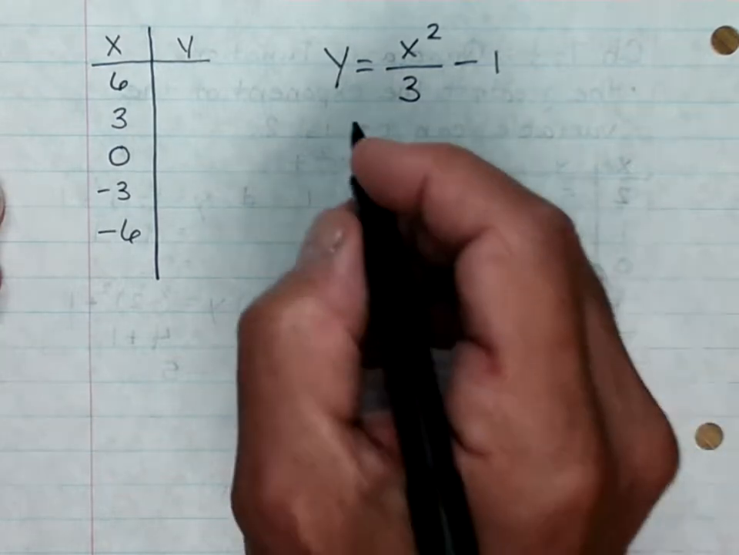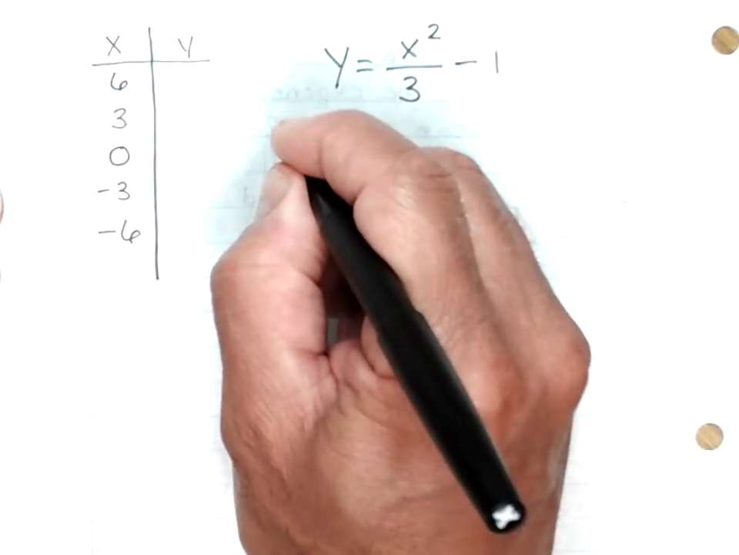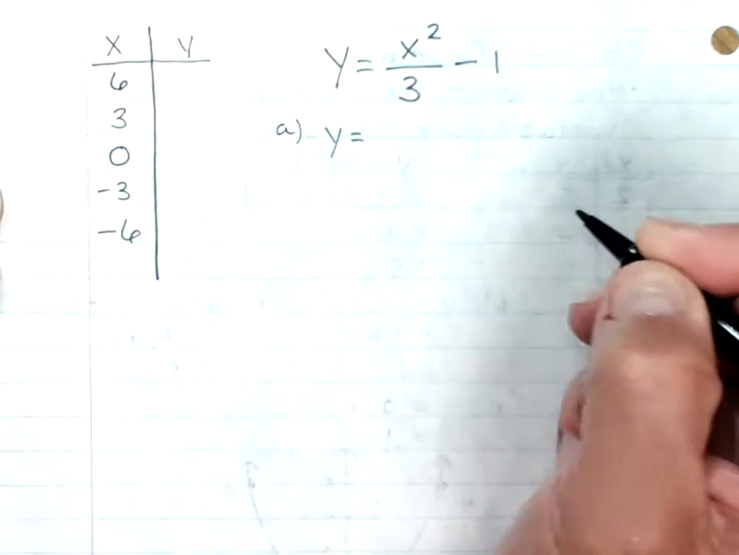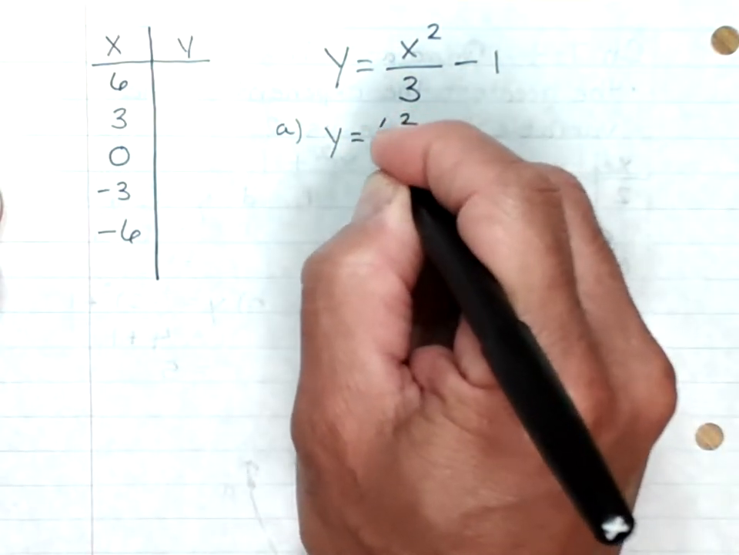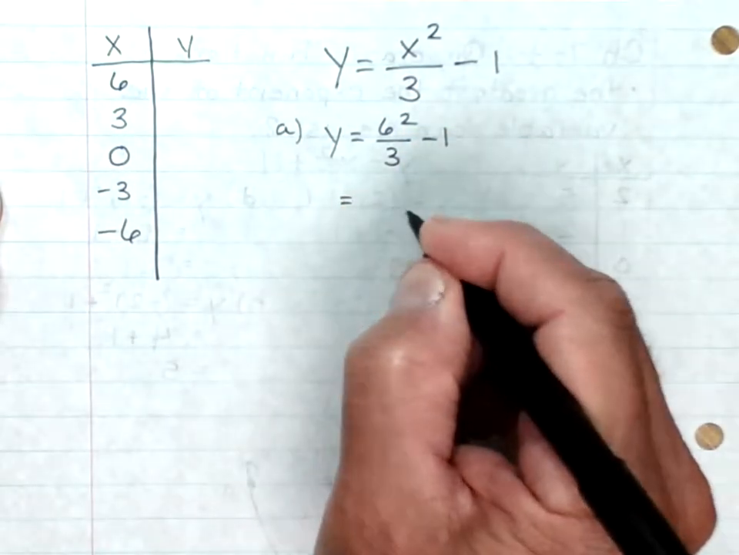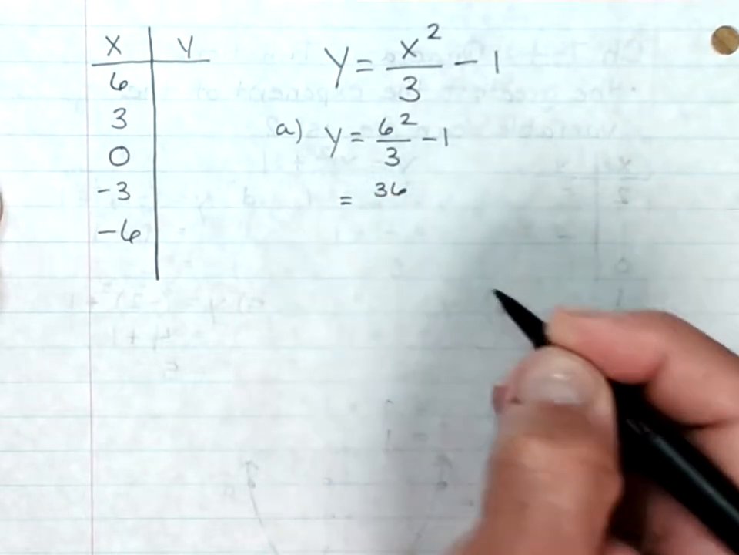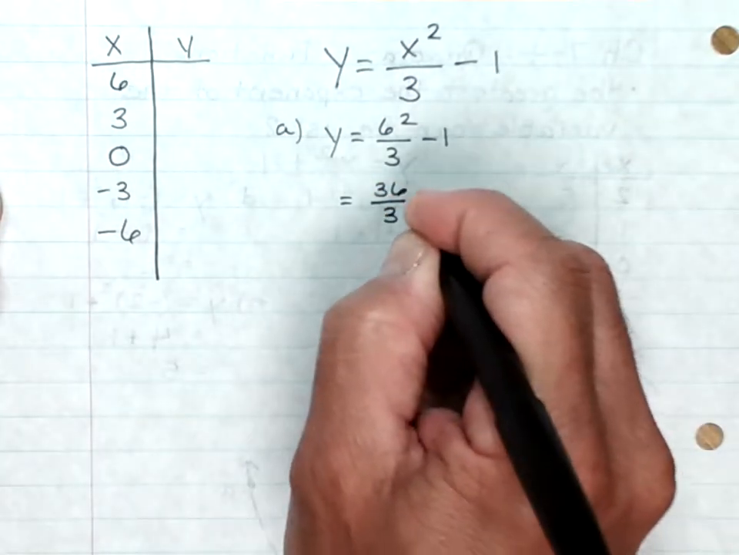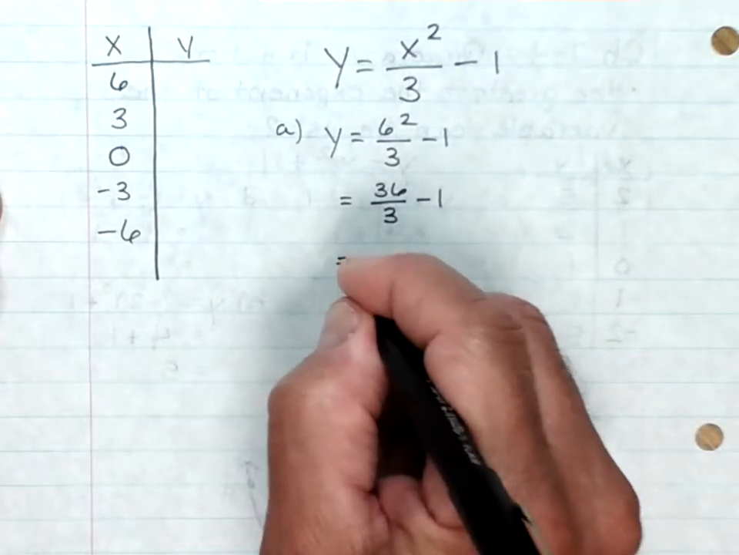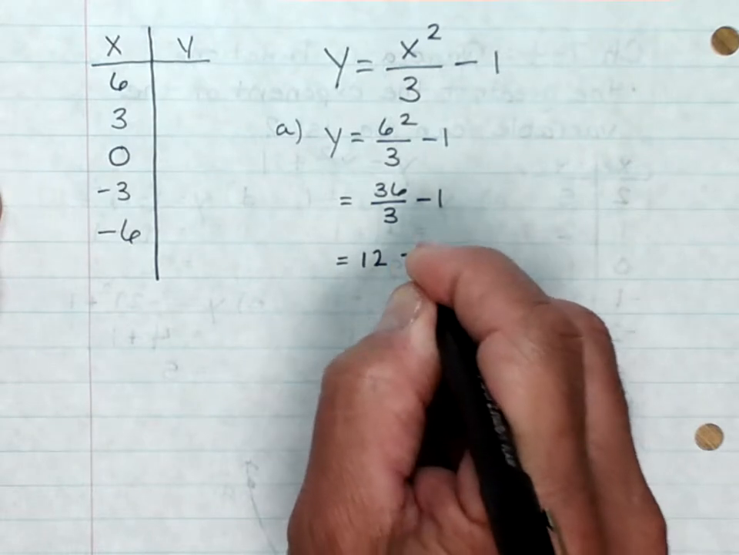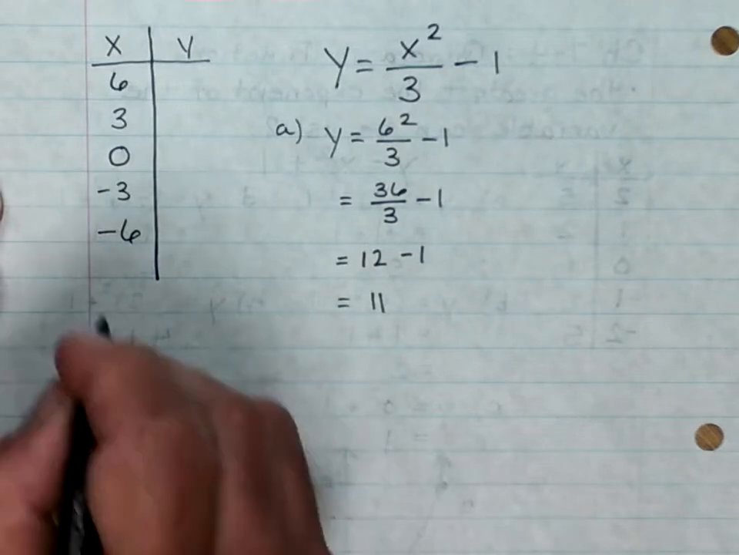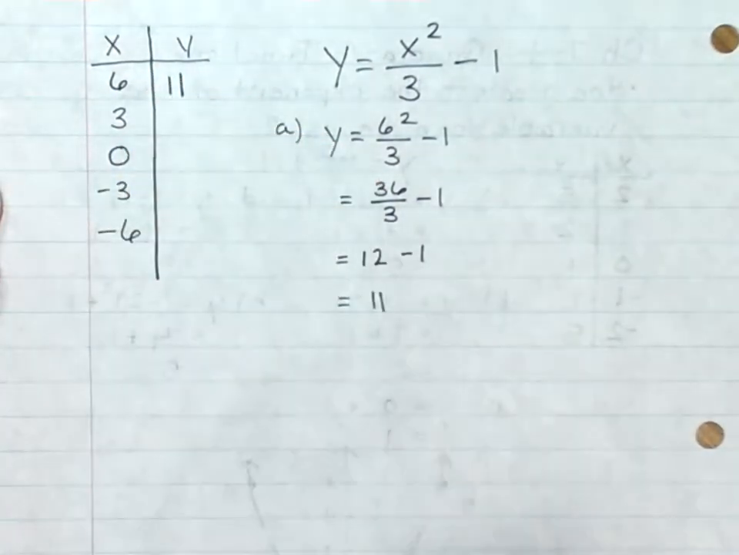And here we go. Y is equal to 6 squared over 3 minus 1. 6 squared is 36 divided by 3 minus 1. 36 over 3 is 12. 12 minus 1 is 11. So an input of 6 gives us an output of 11.